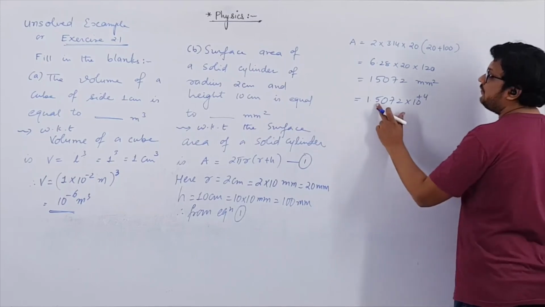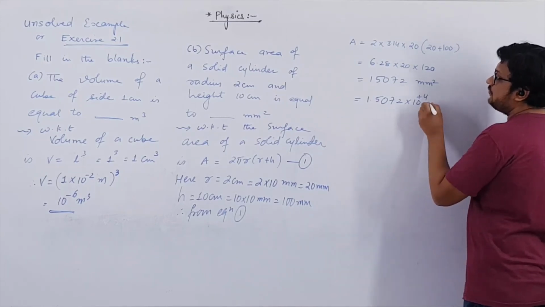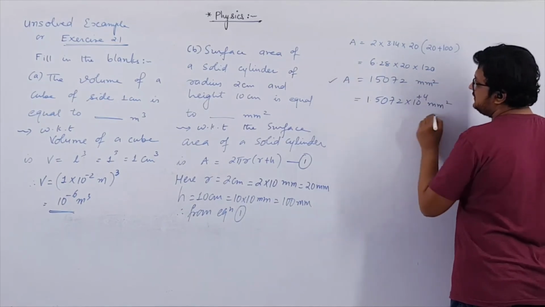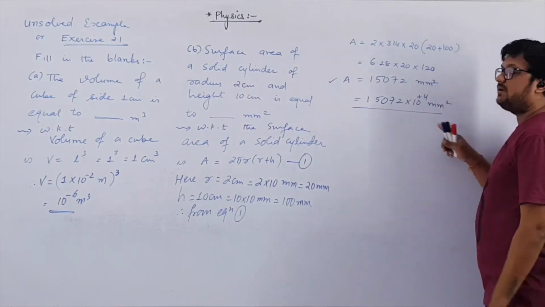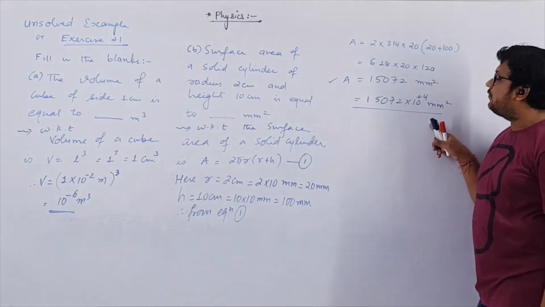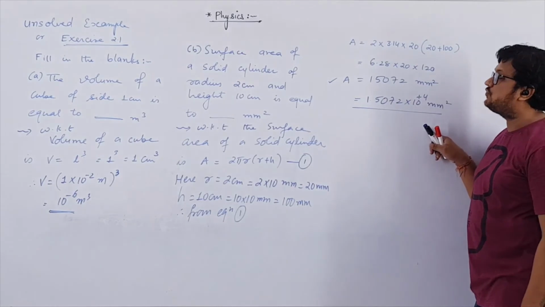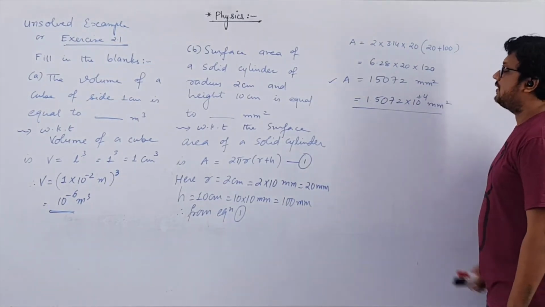So 1.5072 into 10 raised to 4 mm square. Remember, you can stop here also, but this is the standard way of writing, so we will write this answer. So our answer will be 1.5 into 10 raised to 4 mm square.